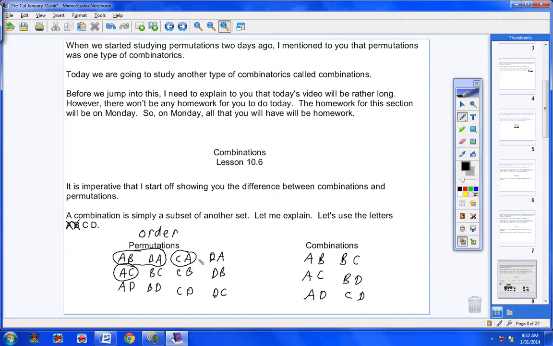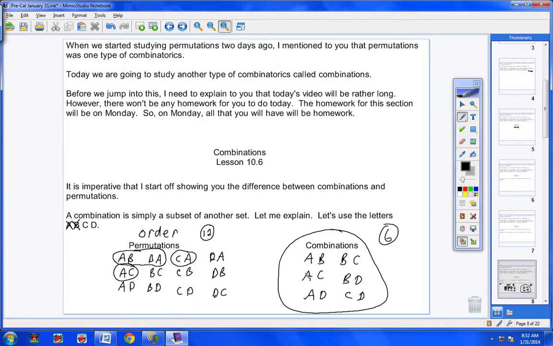Okay. Now right away you're thinking, oh, I see the comparison. There's 12 over here, and over here there's 6, so there'll always be half as many. No, that's not true. That's a coincidence. Okay, and we'll get into later how we can do this a lot quicker than writing them out. Just like with permutations, I showed you first how to write them out a couple of days ago, and then I showed you the formula or the method to use to solve these quickly.